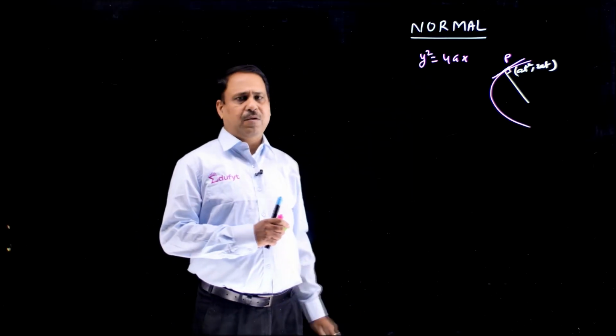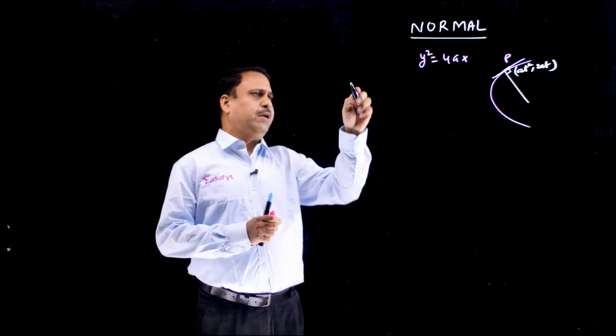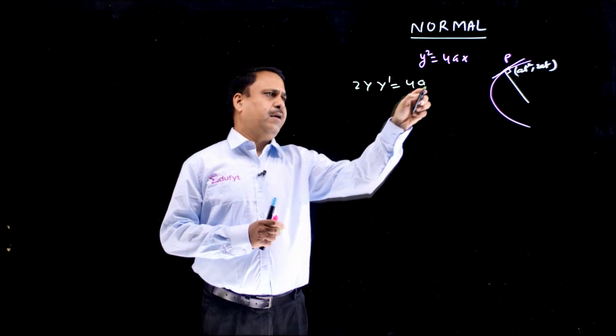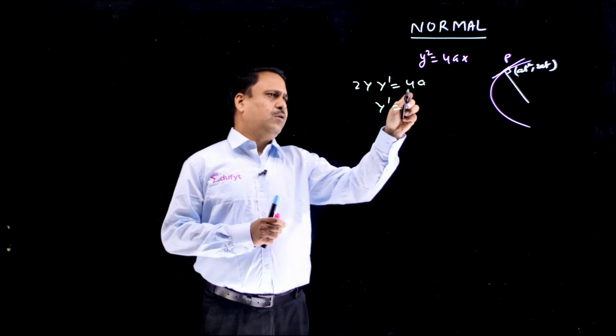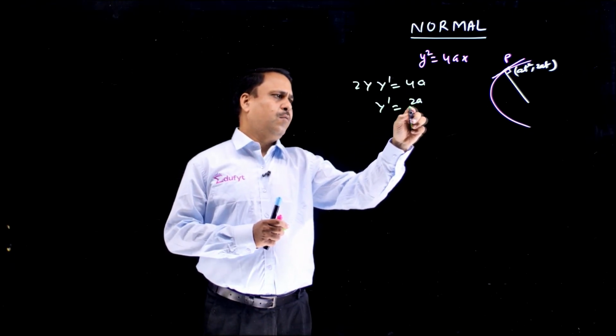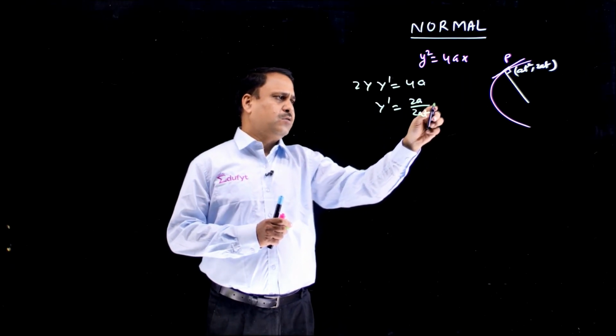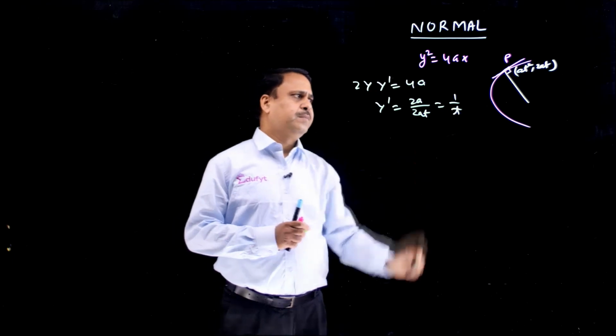dy/dx we have already calculated as 2a upon y. Again we will calculate: 2y y dash is equal to 4a, so y dash is equal to 2a upon y. The y coordinate at that point is 2at, so this is equal to 1 upon t.